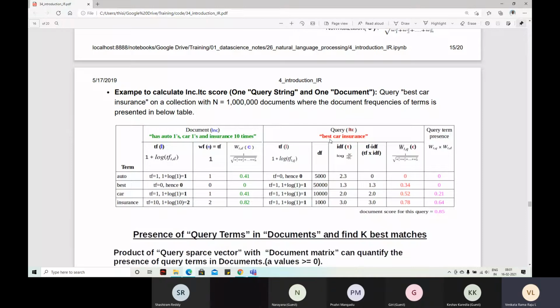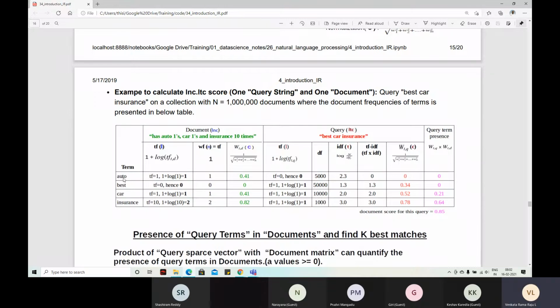And the query string is best car insurance. I typed best car insurance in Google search. Suppose there are 1 million documents in your collection, where the document frequency of the terms is presented below. If you take LNC as the mechanism to find the scores of documents in the database, and LTC as the way to find the scores of the query, then this is how the calculation will happen.